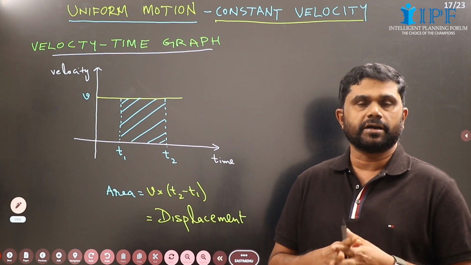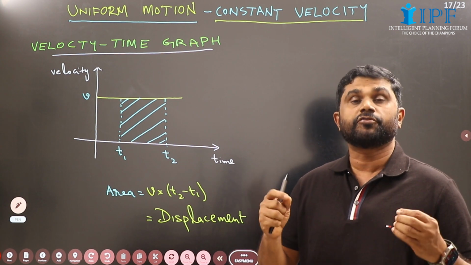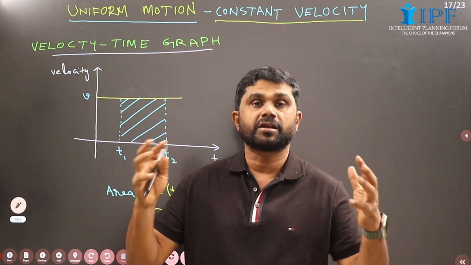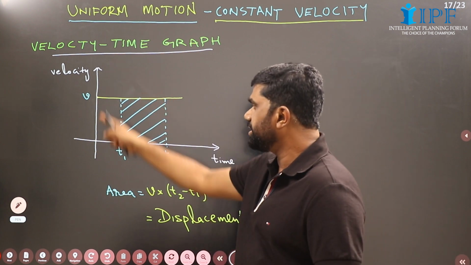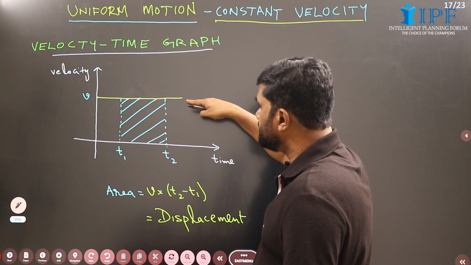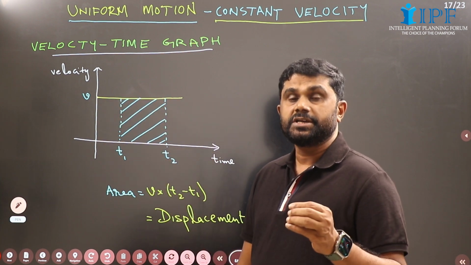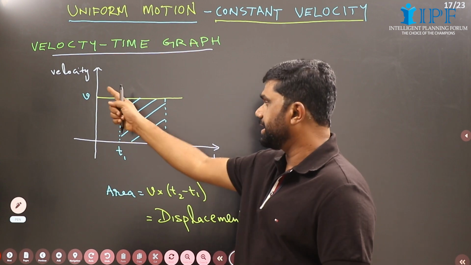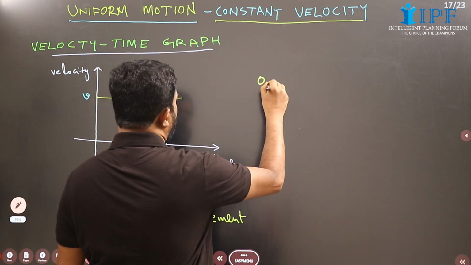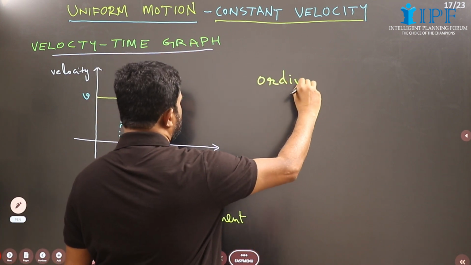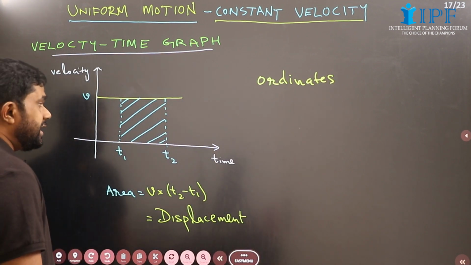For any area, there must be boundaries. What are the four boundaries of the area under the graph? One boundary is the graph itself. This is the y-axis, this is the x-axis, and this yellow line is the graph. So one of the four boundaries is the graph itself, meaning this line. Two other boundaries are the two ordinates.